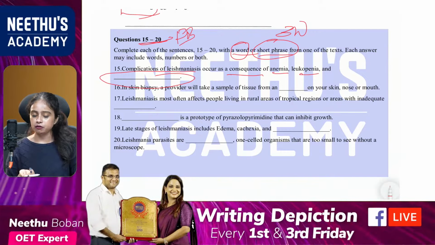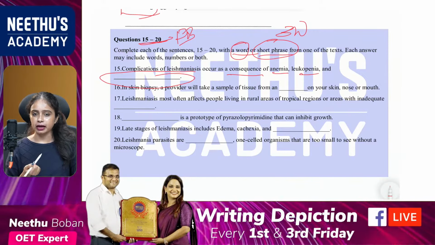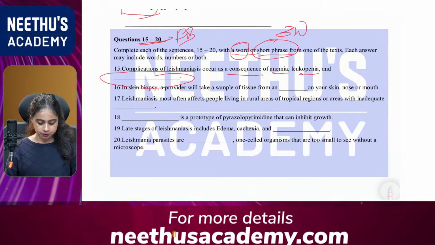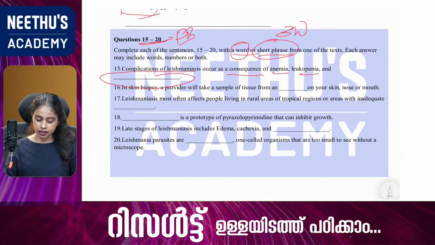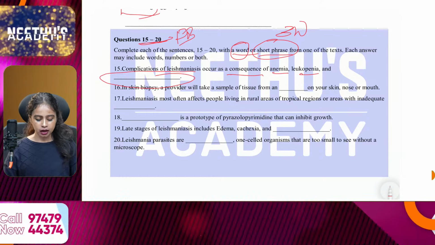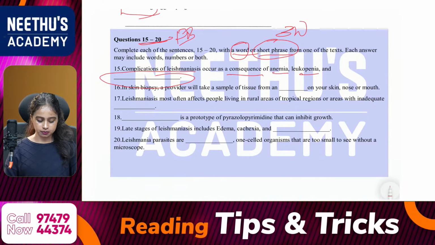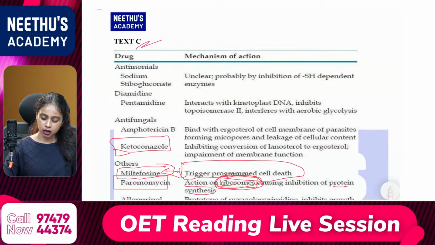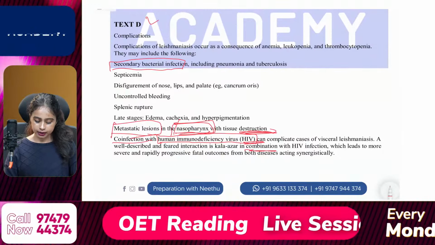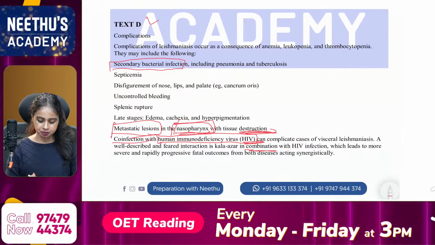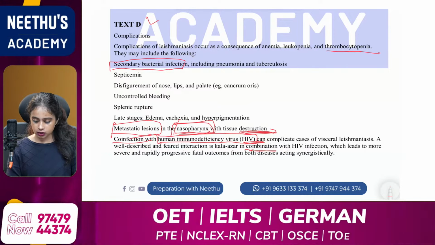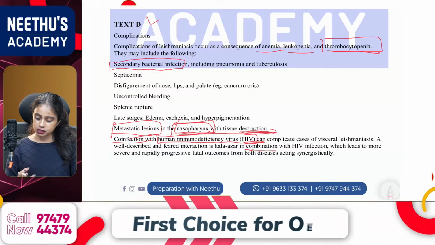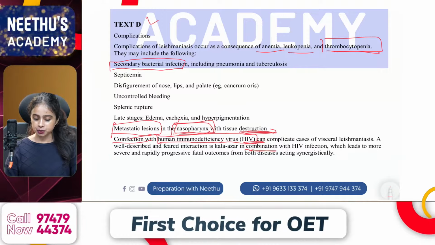Complications of leishmaniasis occur as a consequence of anemia, leukopenia and something. So what is that something? Okay, it is thrombocytopenia. Yes. Okay, Tessie. Okay guys, so where did you get that answer from? Which text? Thrombocytopenia. Answer should be from text D, right? So where is it mentioned in text D? So this is the missing word, right? So these are the keywords, anemia and leukopenia. The missing word is thrombocytopenia. That should be the answer from text D.